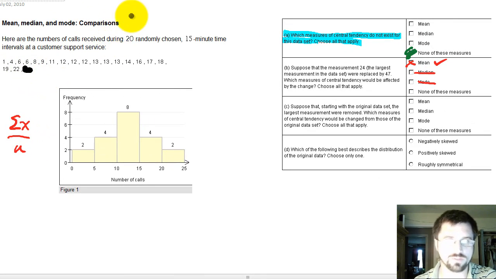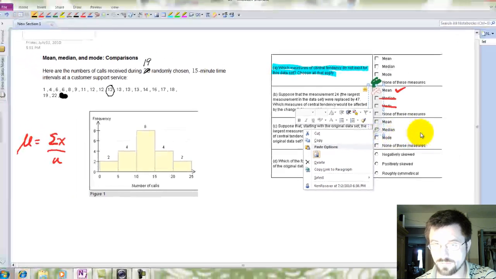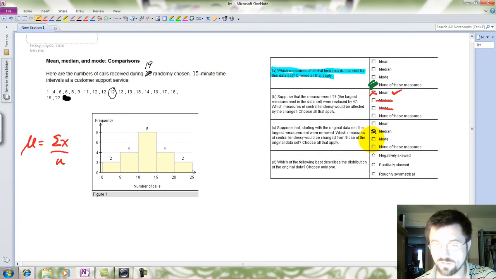So now how many numbers do we have in the set? We have 19. And if we have 19, then the middle number is this 12 here, because there's 9 to either side of it. So the median is no longer 12.5, it is 12. So the median undergoes a change. So the median changes. Does the mean change?